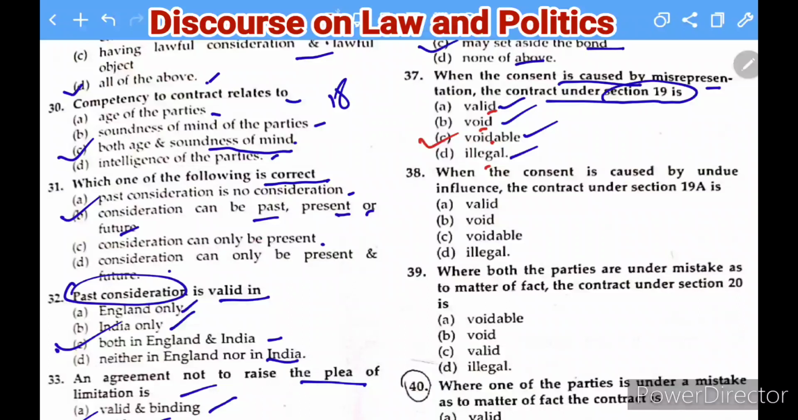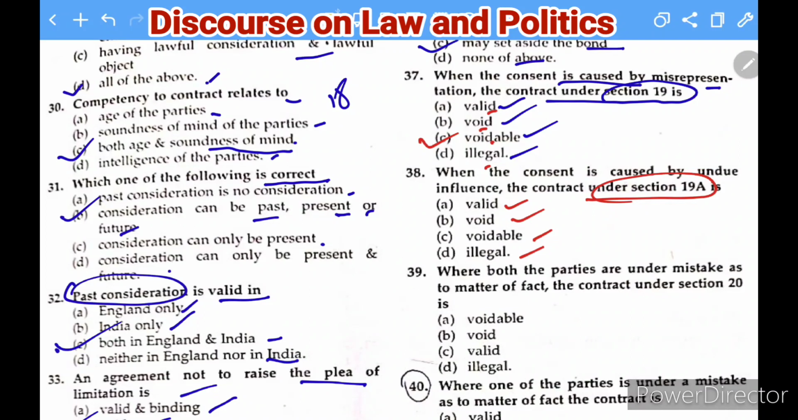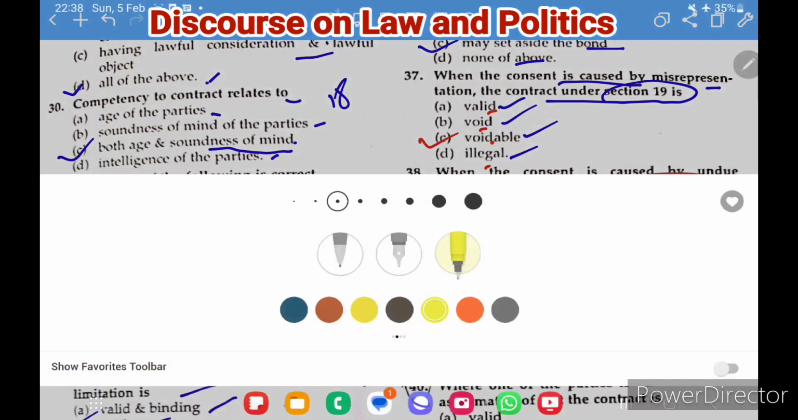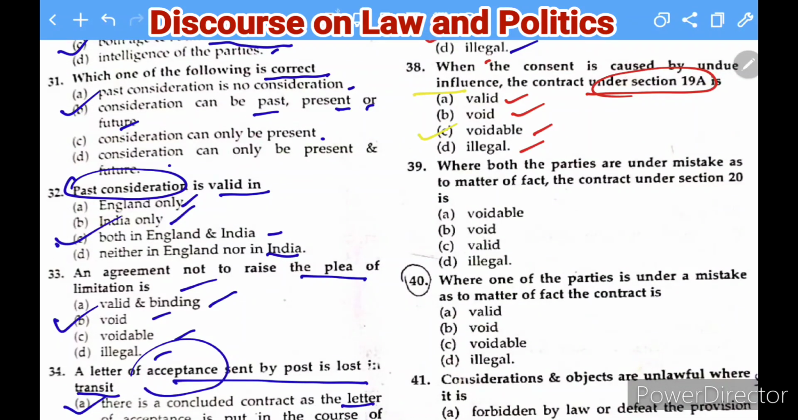When the consent is caused by undue influence, the contract under section 19A is valid, void, voidable, or illegal. So just give your answer here. What kind of effect would take place if the consent has been obtained by undue influence? Waiting for your response here. Yes, again it is going to be voidable. So this is how you can find that in case of undue influence, the contract is going to be voidable.